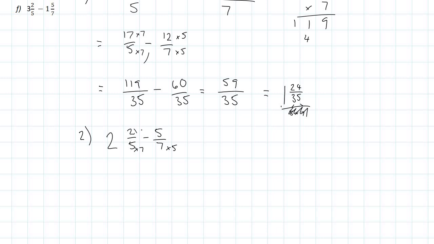If I'm multiplying by 7 on the bottom, I need to multiply by 7 on the top. Multiplying by 5 on the bottom, I need to multiply by 5 on the top. So I've got 2 as my whole number part, and then I've got 14 out of 35, and I'm taking away 25 out of 35. Okay, 14 take away 25. That is what, -9? Is that right?